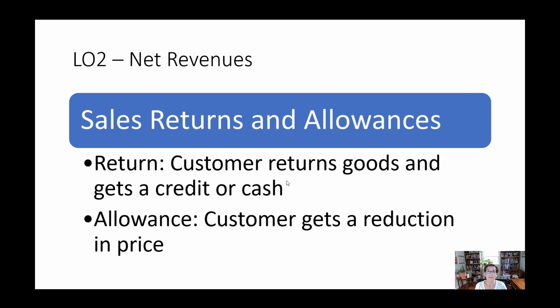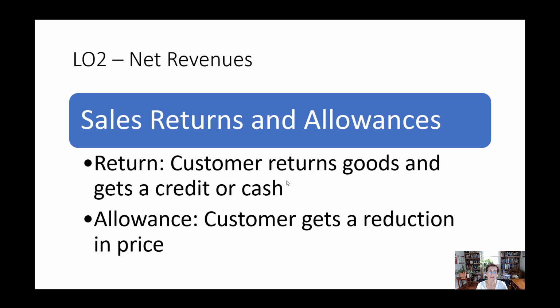But company B hasn't paid for it yet, right? And then they return some of the stuff. So company A gives them a credit. All right, so an allowance is very similar, except that an allowance means something was not right with the merchandise, but the customer decides to keep the goods anyway.